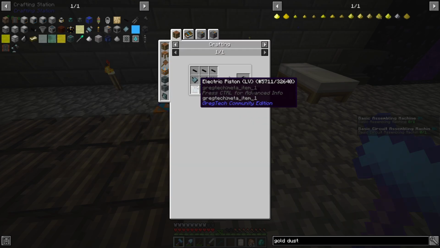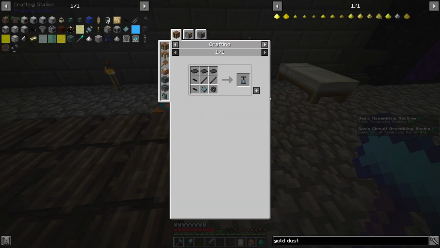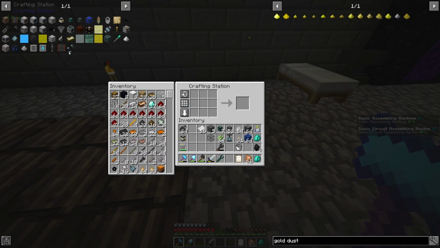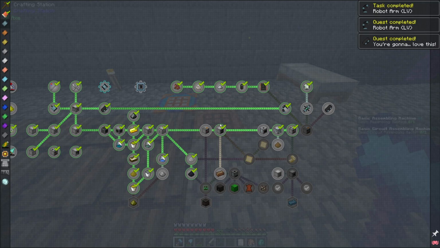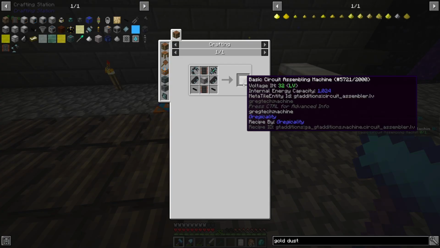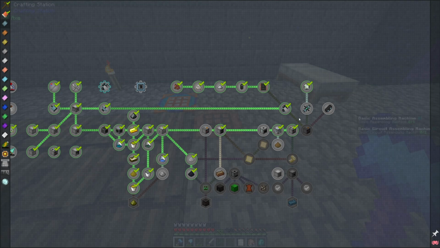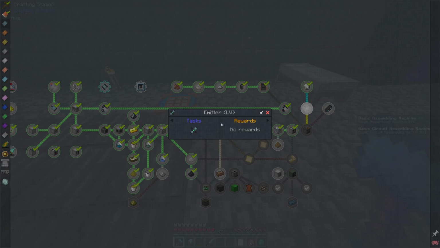I'm glad I had the stuff for it. Make ourselves this. Make ourselves the piston. And in theory, there we go. We've got our robot arm. I think we're going to need to make 2 of those for the basic circuit assembler. Let's see. Yeah, it needs quite a bit of this stuff here. So let's save that recipe. Oh, can't save that recipe. I need to make the LV emitter.